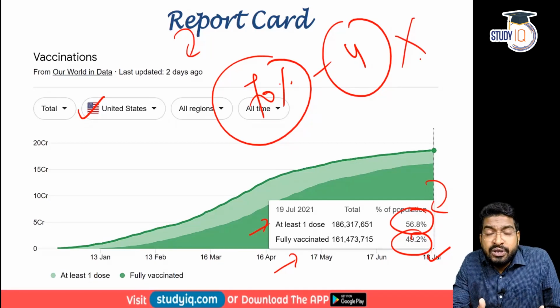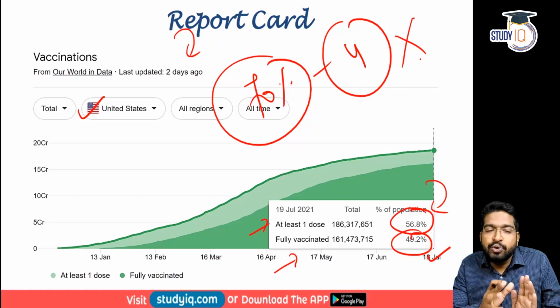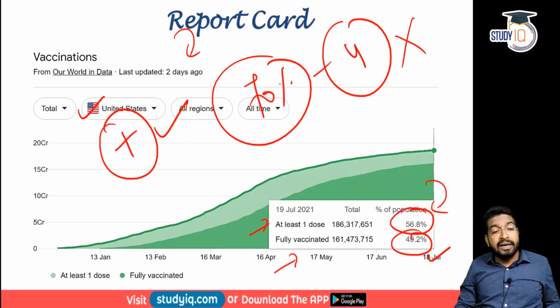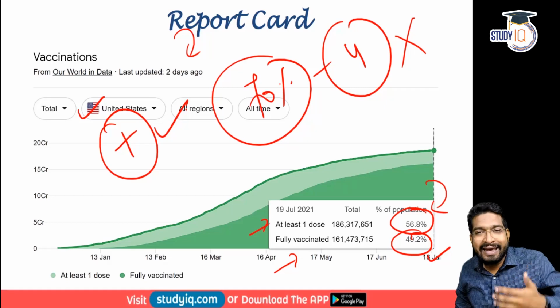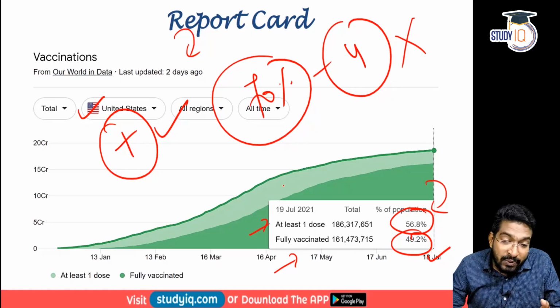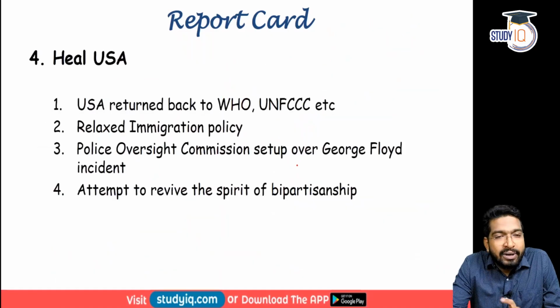A lot of misinformation is also seen in the United States with respect to vaccination. So the administration is facing difficulties very similar to what we are facing in India also. Nonetheless, I would say a big positive here in terms of importance given to COVID-19 handling and vaccination. The target is still there. Hopefully by next year or perhaps in the next 6 months, the US would achieve a better rate of vaccination, right? Now, let's talk about another very important promise of healing USA.